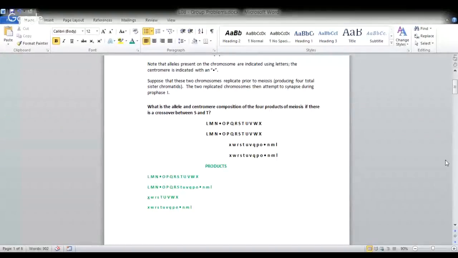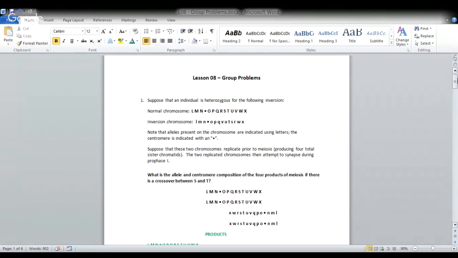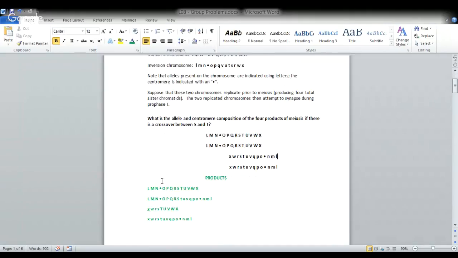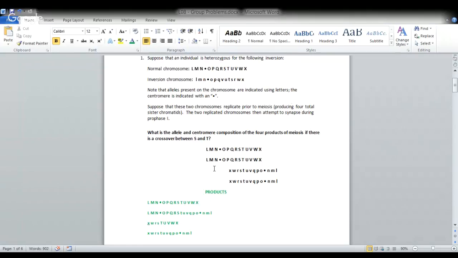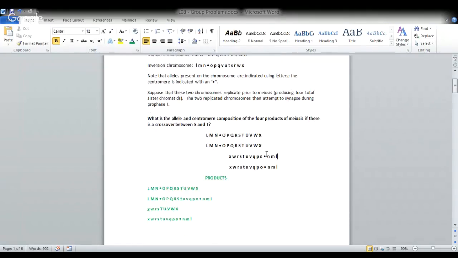All right, so for number 1, it's asking for the allele and centromere composition of the 4 products of meiosis if there's a crossover between S and T. Right off the bat, we already know what 2 of the products are because we can take this first one, the original, and that's going to be one of the products. And then if we go up a little just to where it tells us what the inversion is, if we reverse the inversion, that's going to give us another one. So there's 2 products already. But the other 2, you have to do a little work.